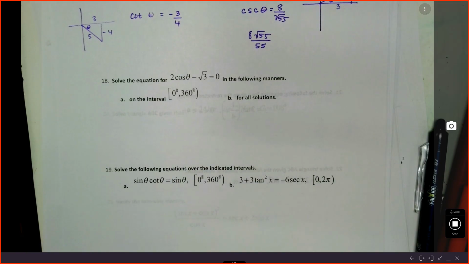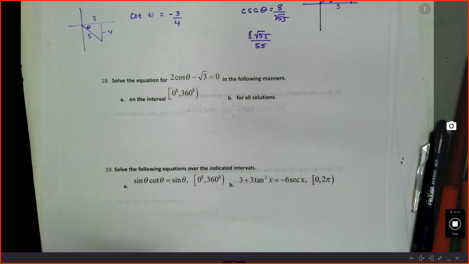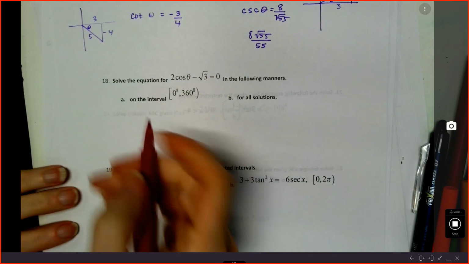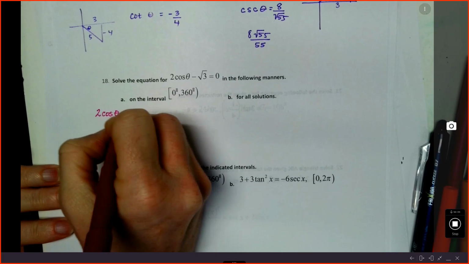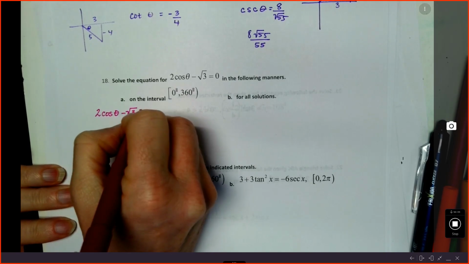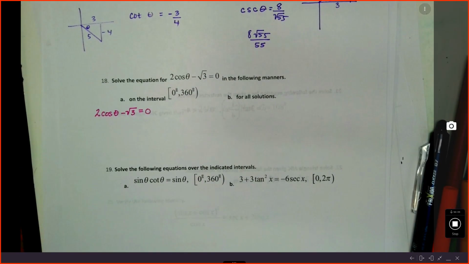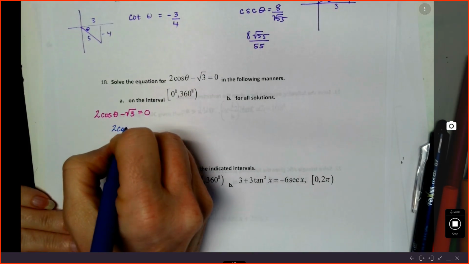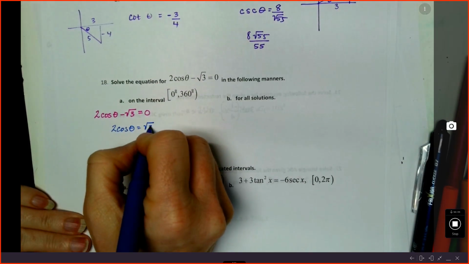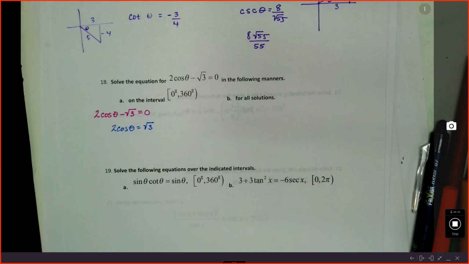All right, so we are solving. We're just going to get theta by itself. So just think of it like a regular old algebra problem. So take away the 2 first. You do need to take away the 2, but what would you do first? Add square root 3. And then divide by 2. And then arc cosine.